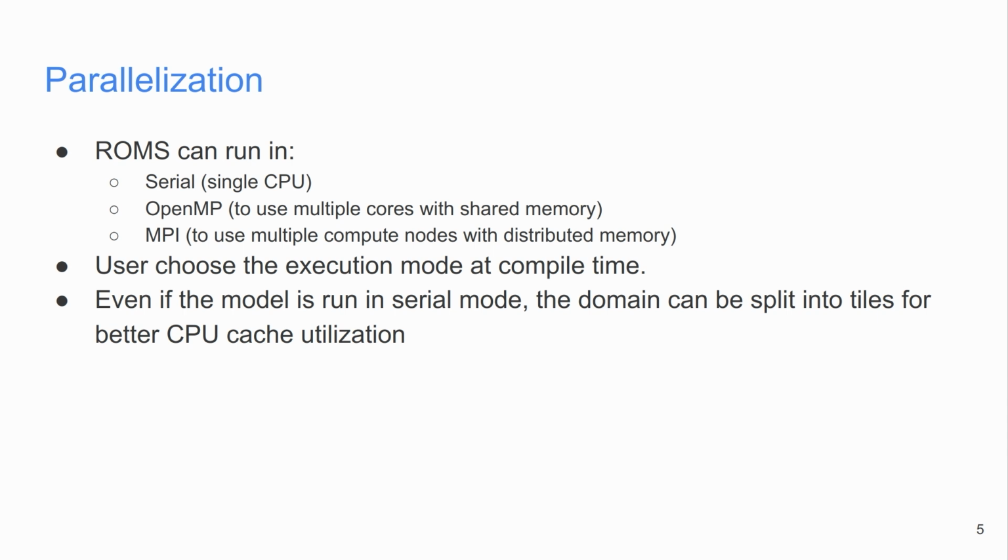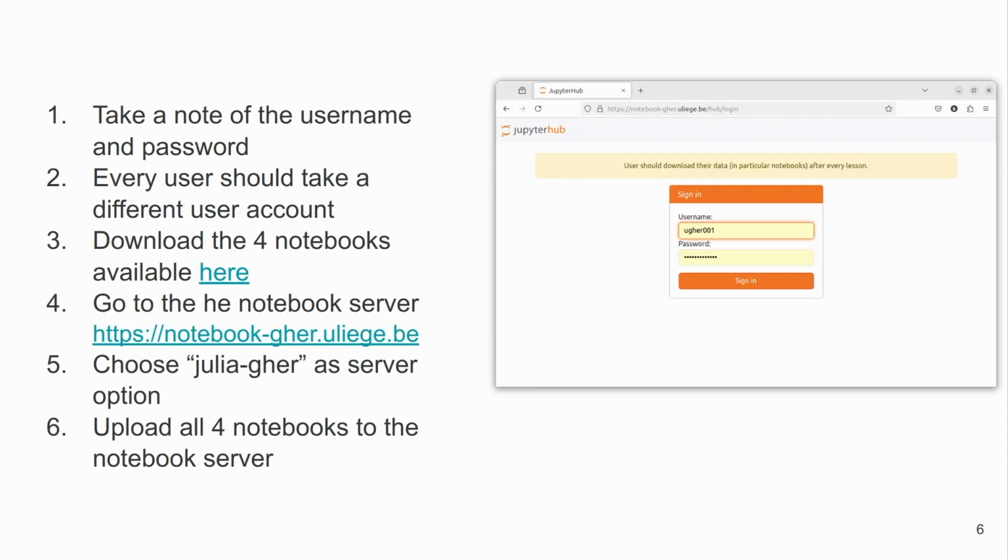Let's start with the examples. Everybody should have a username and password, which is written down on the sheet of paper. If you're following online, on the ROMS.gl website there is also a virtual machine pre-configured with all the software, and there are also detailed instructions on how to set up your machine if you use a Linux machine.